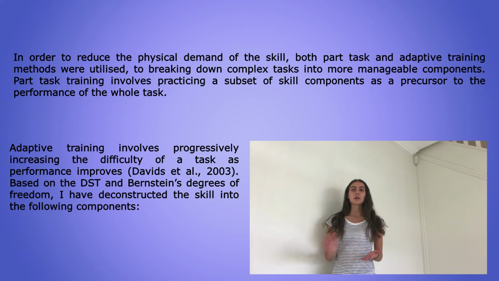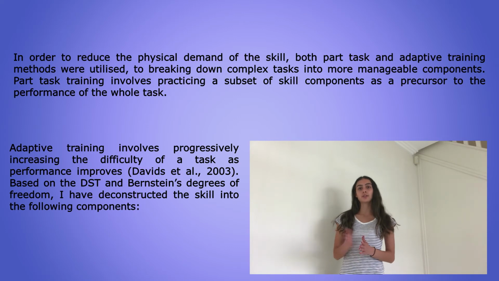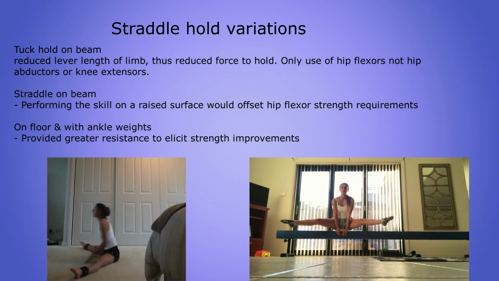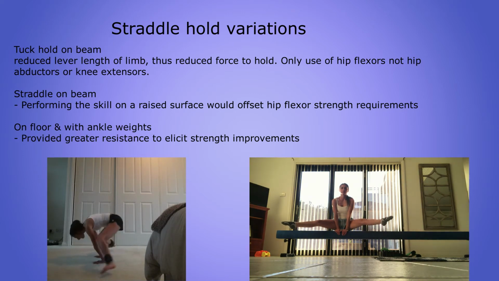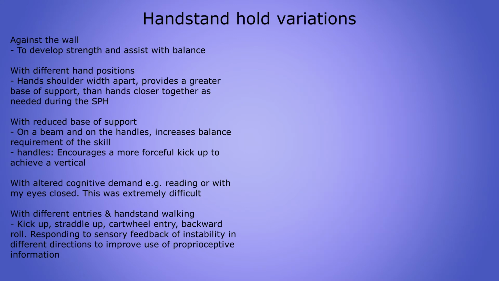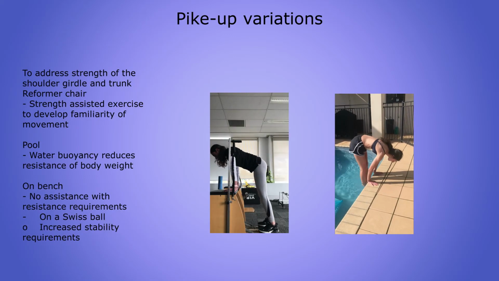Based on the DST and Bernstein's degrees of freedom, I have deconstructed this skill into the following components. Straddle hold variations: tuck hold on beam, straddle on beam, on floor, and with ankle weights. Handstand variations: against the wall, with different hand positions, with reduced space of support, with altered cognitive demand, with different entries and handstand walking. Pike up to address strength of the shoulder girdle and trunk.